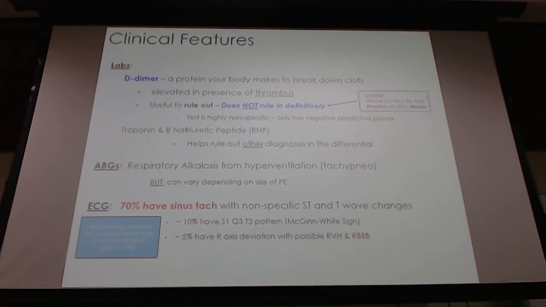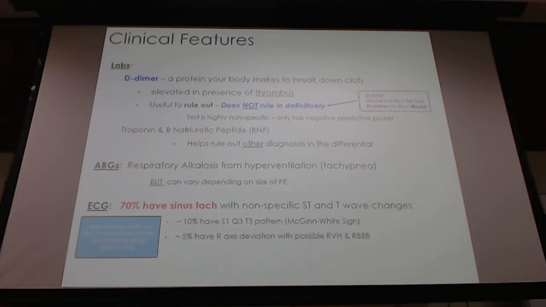And then ABGs, if you get ABGs on these patients, all right? We're going to usually see a respiratory alkalosis. So got some air trapping in there because we're shunting too much air into one lung. We are not ventilating effectively, but it can vary. So this is not going to be one of our strong tests.